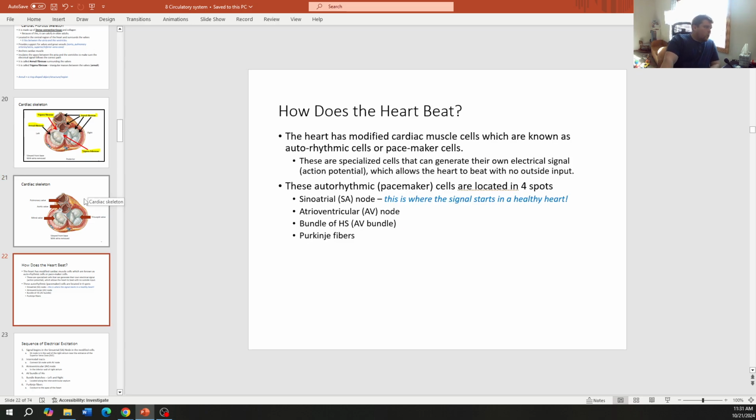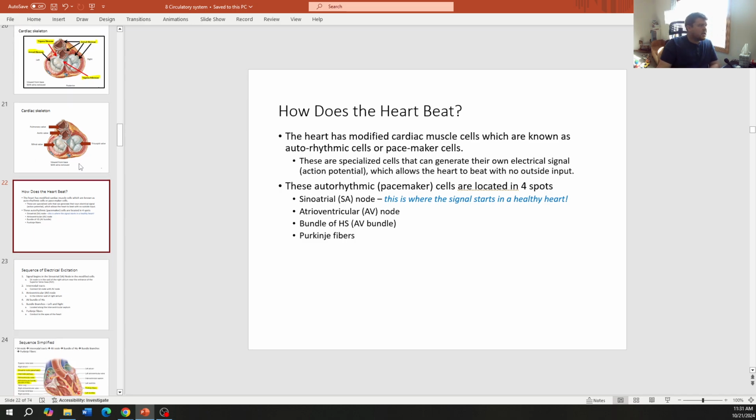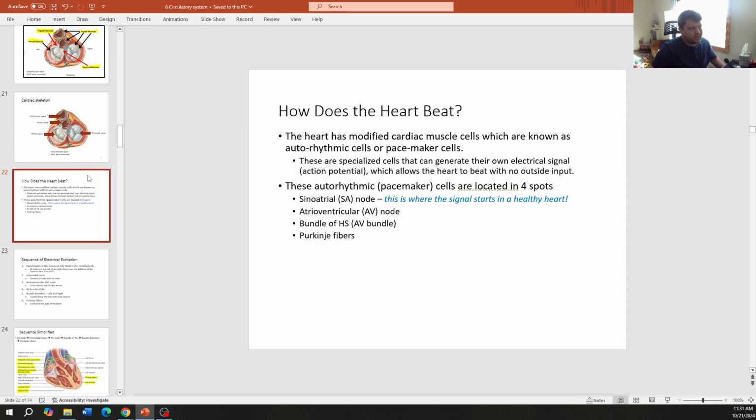So one of the cardiac skeleton's big jobs is to insulate the atria from the ventricles. And that's because the electrical signal in the heart needs to be really, really controlled so that we get a very controlled contraction of the heart so that the blood goes exactly where we want it to go.